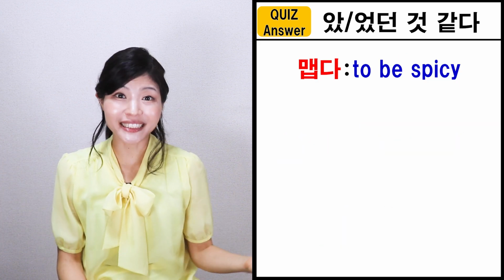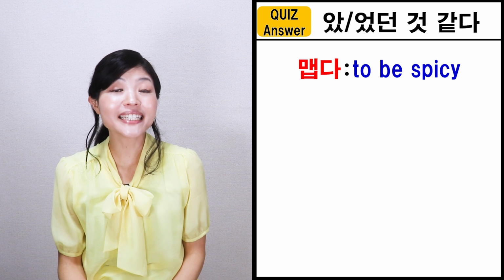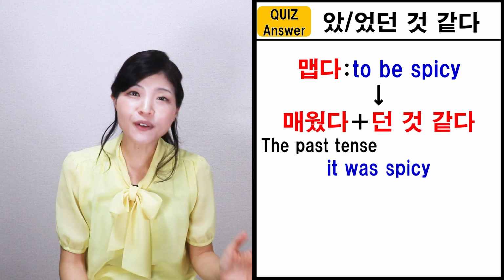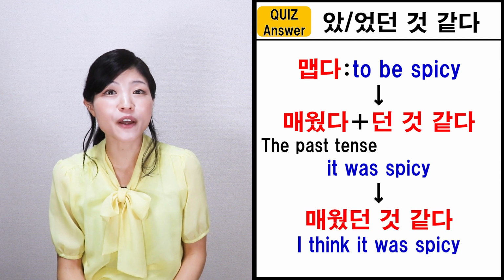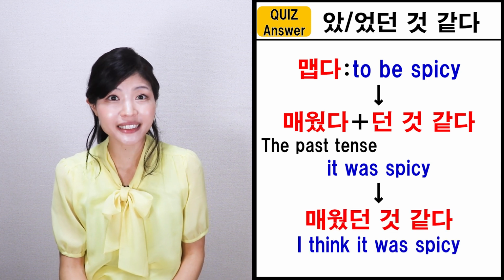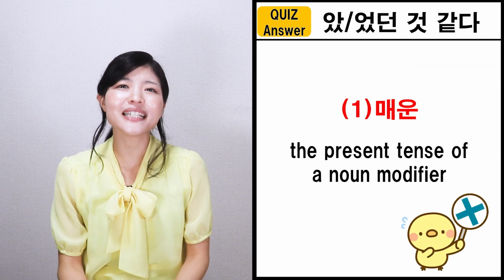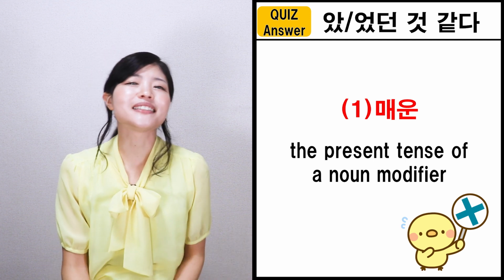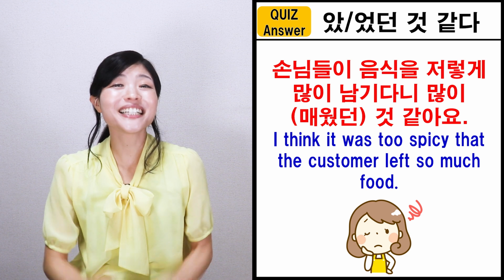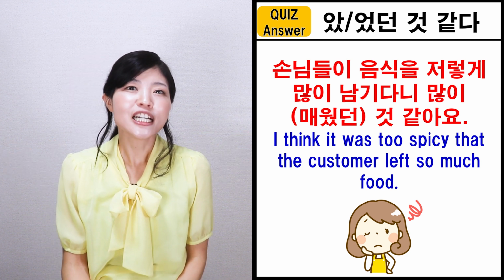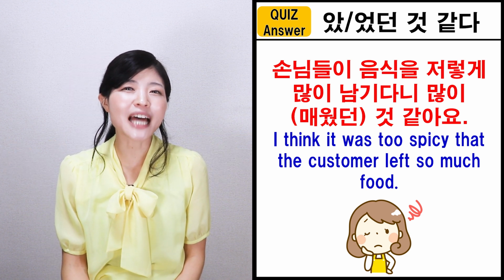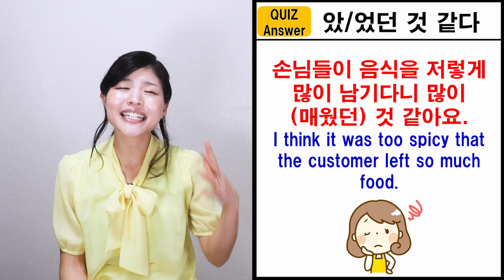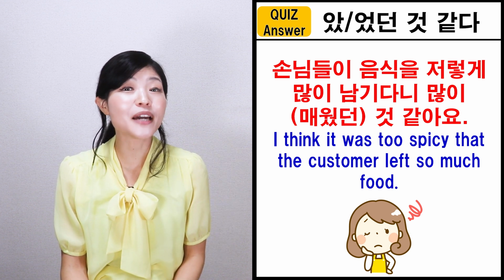맵다 is to be spicy. The past tense of 맵다 is 매웠다. It was spicy. You attach 던 것 같다 to it to make 매웠던 것 같다. I think it was spicy. Number 1, 매운 is the present tense of a noun modifier, right? Therefore, it is not correct. Now, let's read it together. 손님들이 음식을 저렇게 많이 남기다니 너무 매웠던 것 같아요. Please imagine a spicy meal and read it.